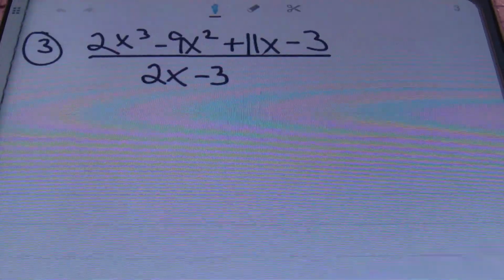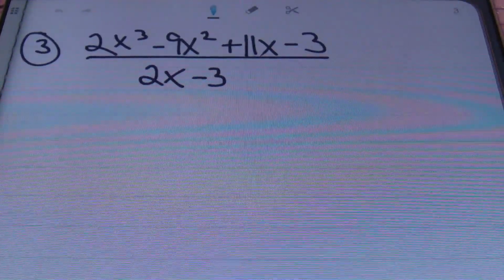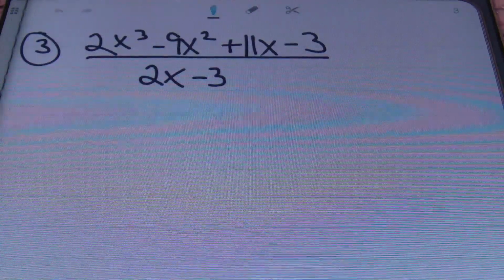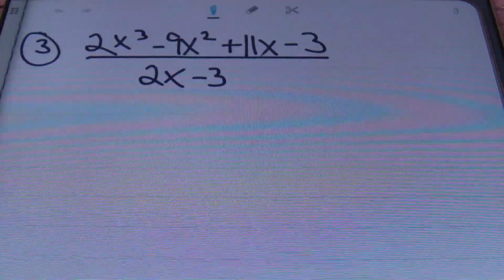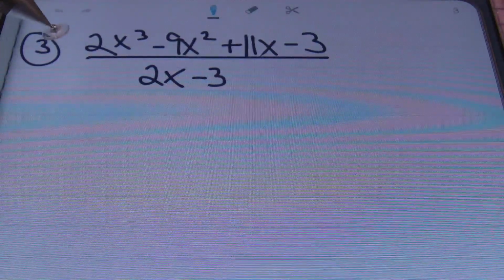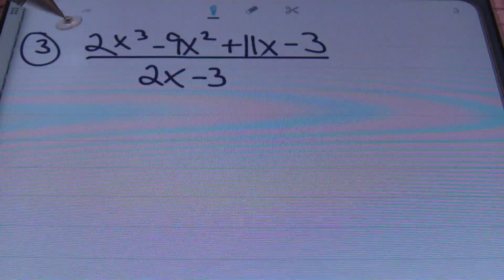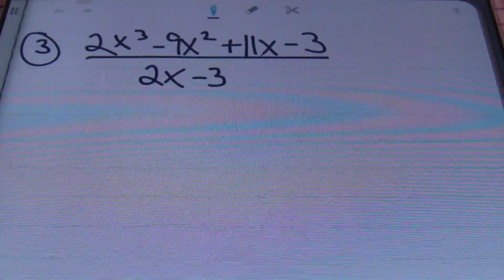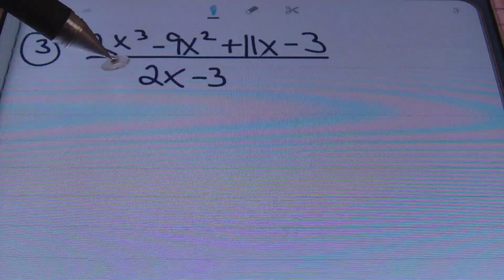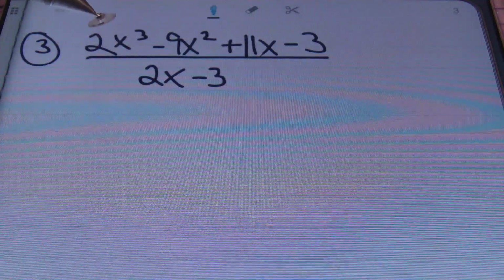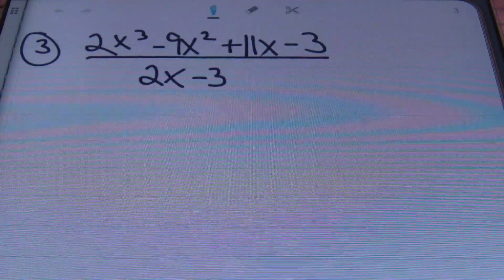Problem number 3. In problem number 3, I'm no longer dividing by a monomial. I have a binomial. And though there are several strategies in solving a problem like this, such as synthetic division, I'm going to show you in this video how to solve the problem using long division. So I have my polynomial in the numerator here. I have 4 terms in the numerator divided by 2 terms in the denominator, and I'm going to use long division. All right, let's check it out.